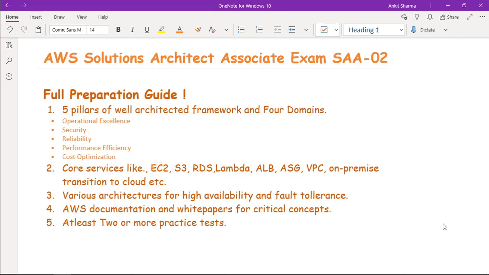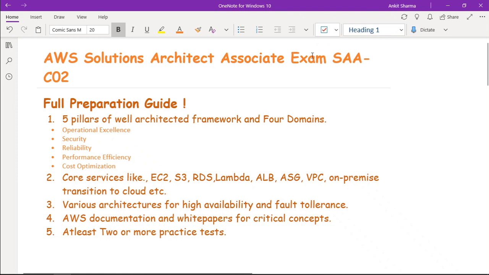Hello everyone, this is Ankit Sharma and I have passed the AWS Solutions Architect Associate Exam SAA-C02, and I wanted to share all my experiences and my conclusions of how the syllabus should be or what all things should be covered in order to successfully pass SAA-C02 in the very first attempt.